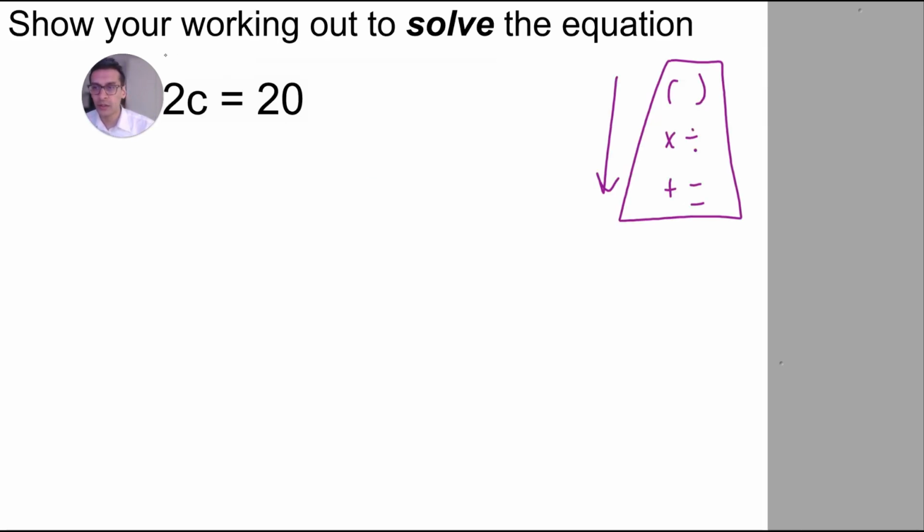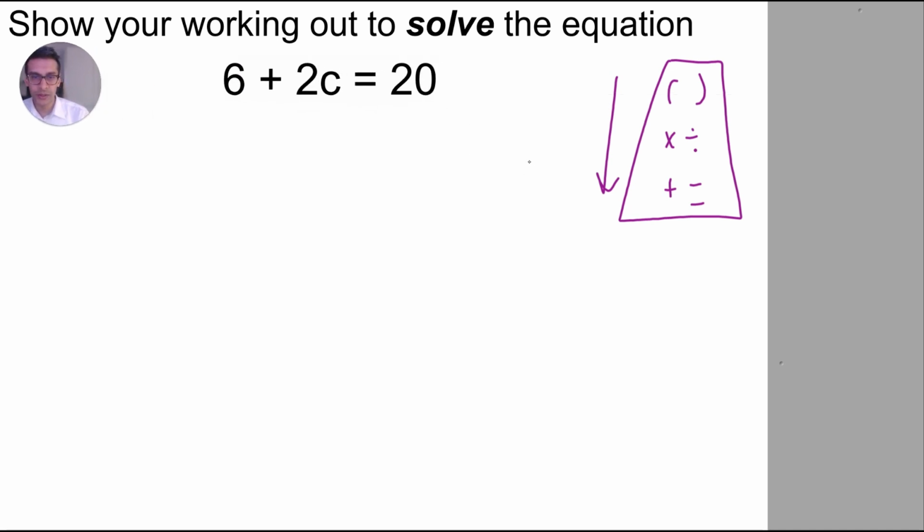Here's another question for you to look at. We've got 6 plus 2c equals 20, and I've got the order of operations on the right-hand side, just so you're aware of how we can inverse these.